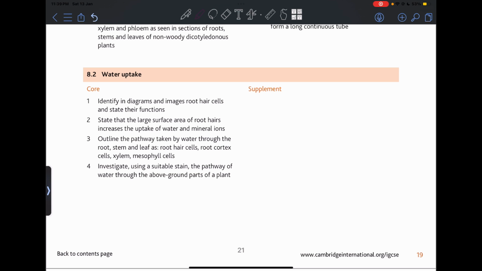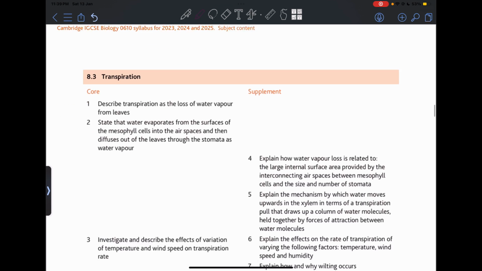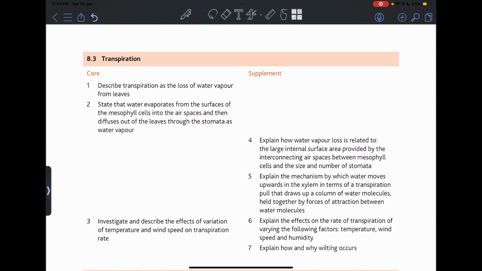Number 4 says investigate, using a suitable stain, the pathway of water through the above ground parts of a plant. Now for this part, there's no extra information for the extended students. 8.3 is about transpiration. Core students have to describe transpiration as the loss of water vapor from the leaves, and for this part extended students also have to know about this. So this is basically a definition you have to memorize.